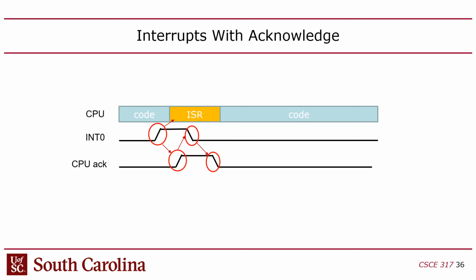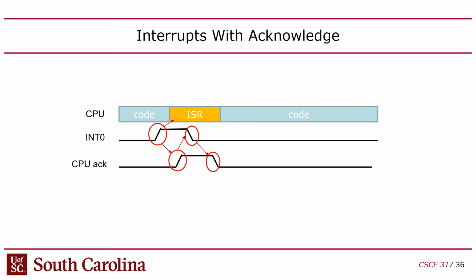Hold on, let me see, do I have the sequence right? So it raises it here. The interrupt service routine is started on the CPU here. Then the acknowledgement goes high here, which then allows it to drop its interrupt request here, right? And then the acknowledgement will go low after the ISR is finished, so then the peripheral knows that it can't send another interrupt until that acknowledge goes low, right?